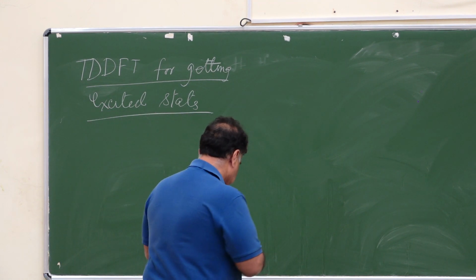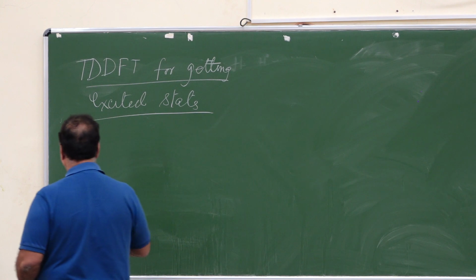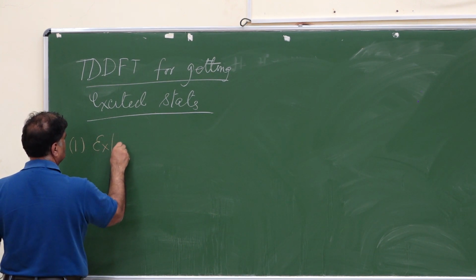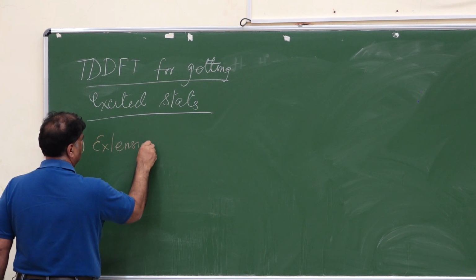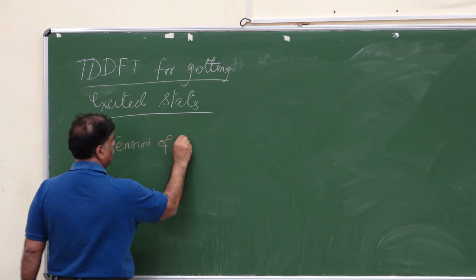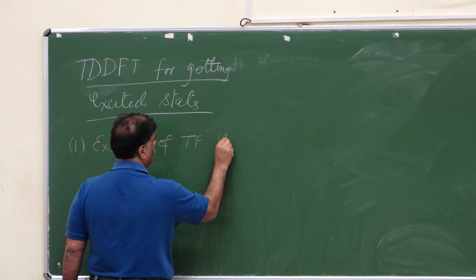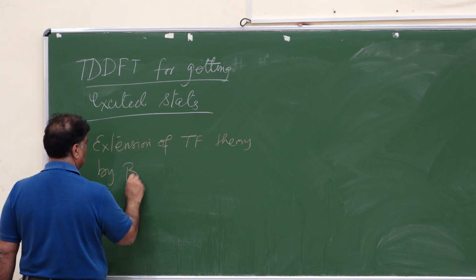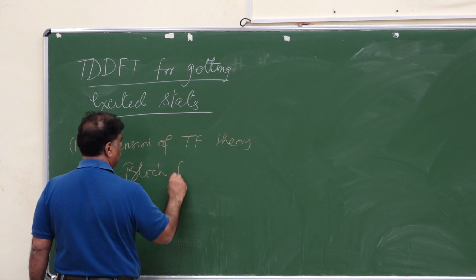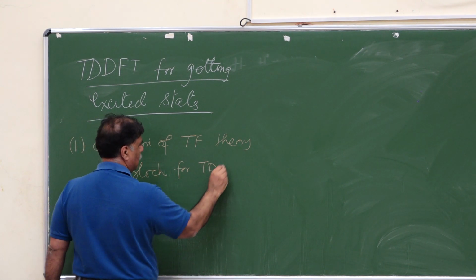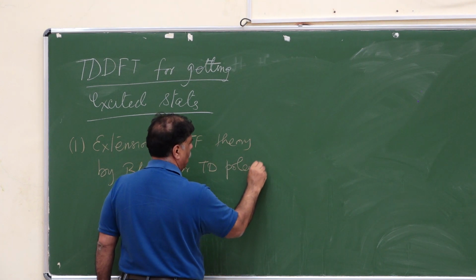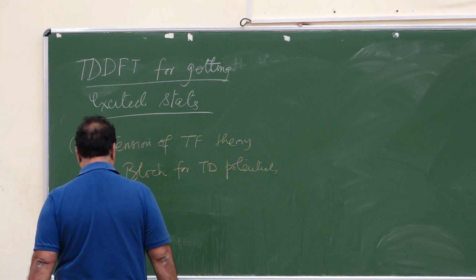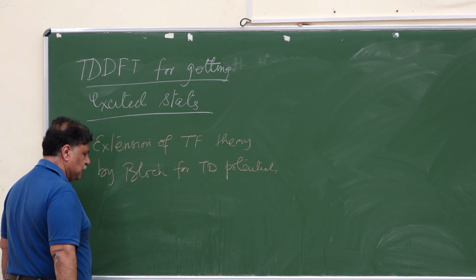Now, the first thing I'm going to do is an extension of Thomas Fermi theory by Bloch for time dependent potentials. Now remember, I will not write Thomas Fermi, we will take it in the end.